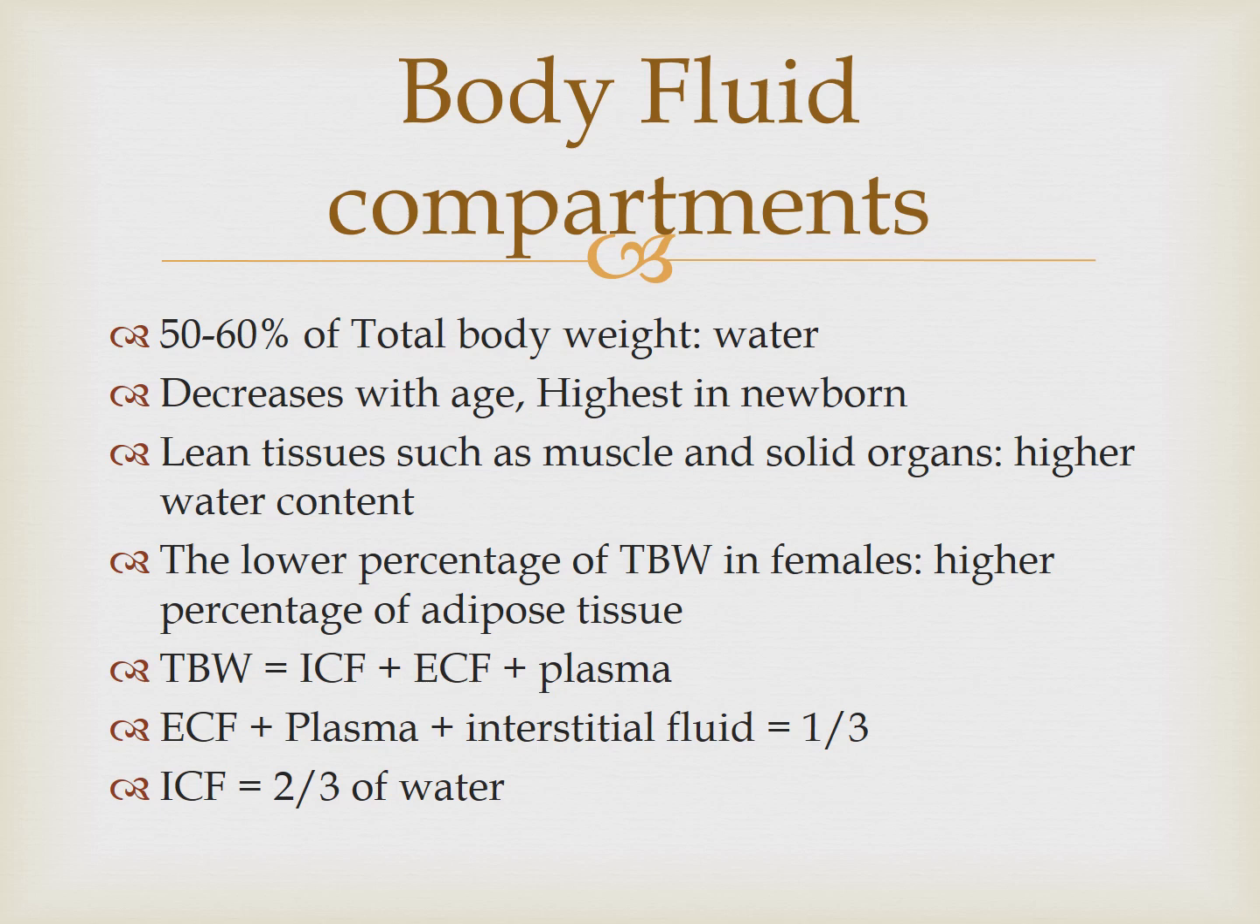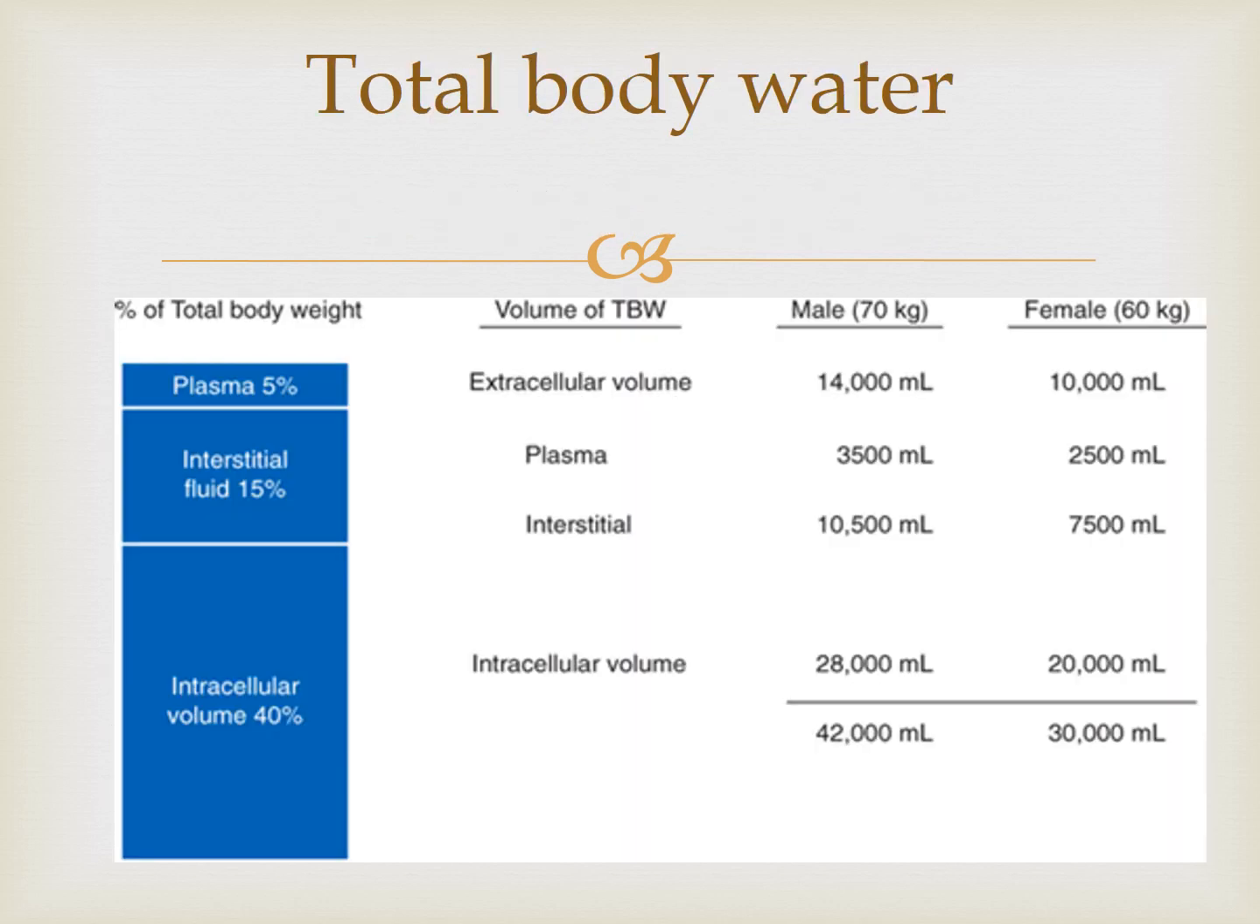One thing that you should know: the total body water decreases with age, and it's the highest in newborns. Lean tissue such as muscles and solid organs, which is seen in males compared to females, have a higher water content. The lowest percentage of total body water is in females, because they have a higher percentage of adipose tissue. So that's basically it for this slide. Let's move on to the next slide.